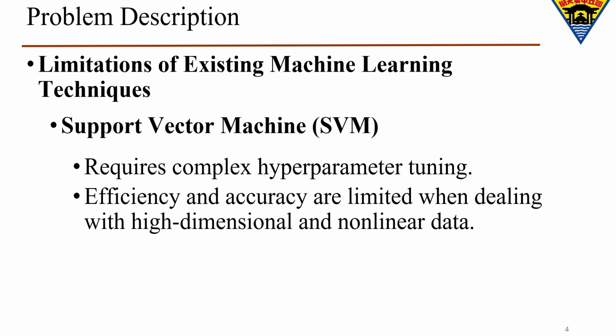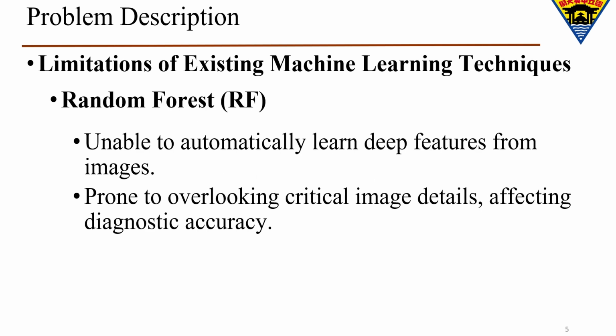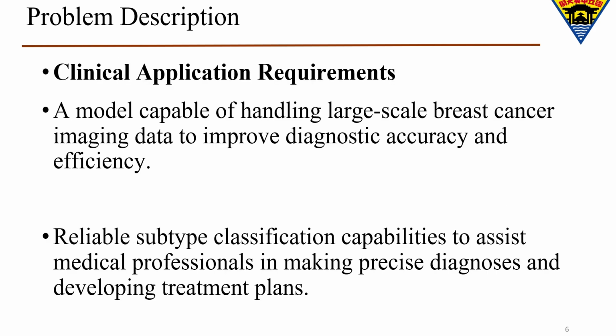And here are some limitations of machine learning techniques. At first we have SVM, which has limitations in dealing with high-dimensional and nonlinear data. Then there's the random forest, and its main limitation is that it's unable to automatically learn deep features from images. So that definitely won't be our method.